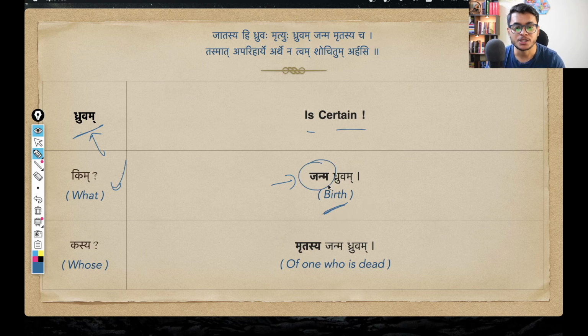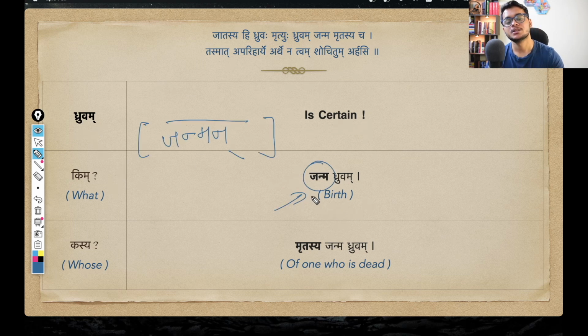That the birth is certain. But you see this word Janma. The Pratipadika from which this Shabda Rupa is derived is Janman. Okay, this is a Nakarant Pratipadika and it is a Napunsak Linga, a neuter gender Pratipadika. And from this Nakarant Pratipadika, we are getting this Janma as Prathama Vibhakti Ekvachanam form.